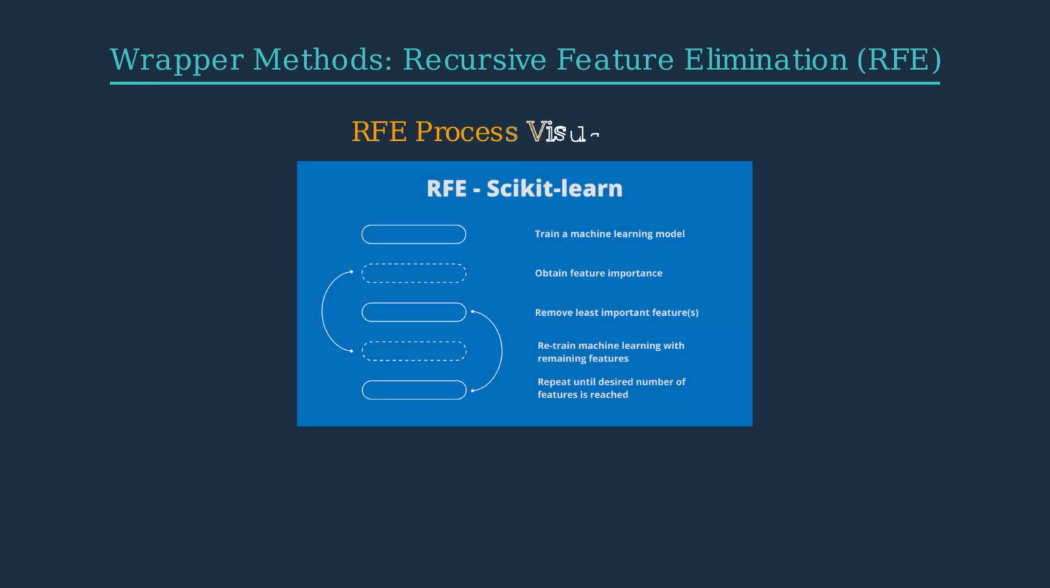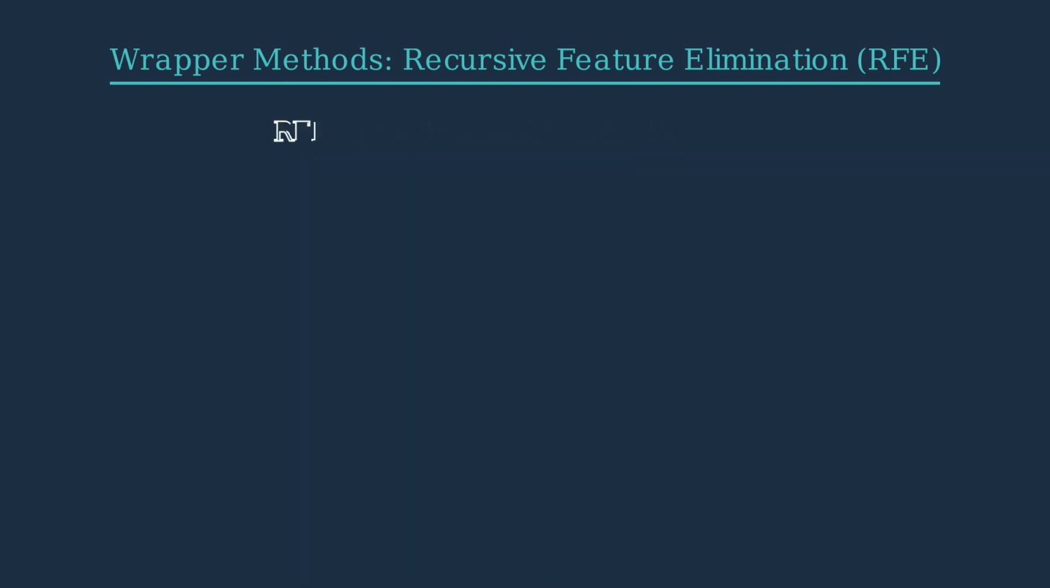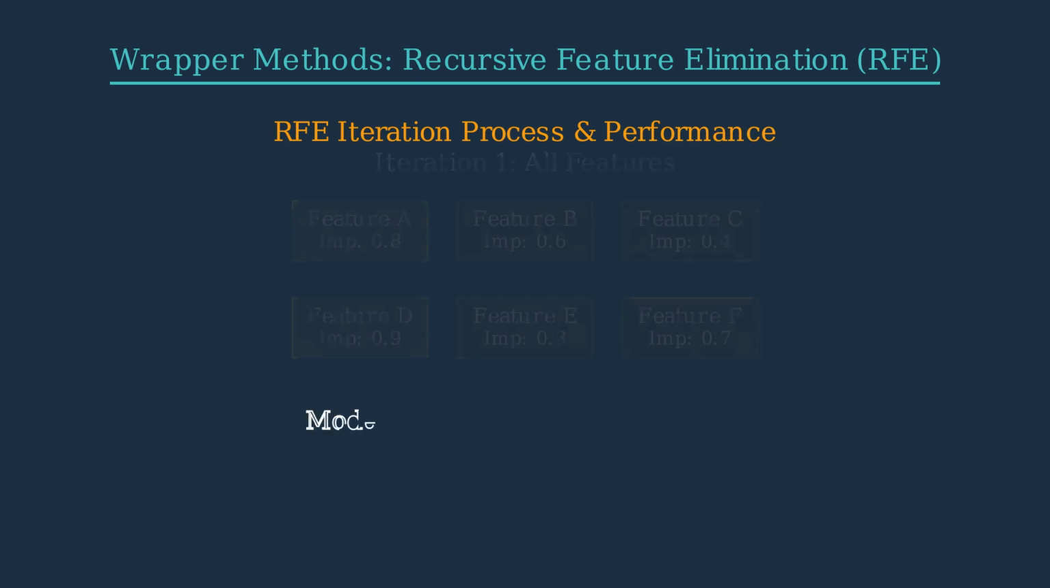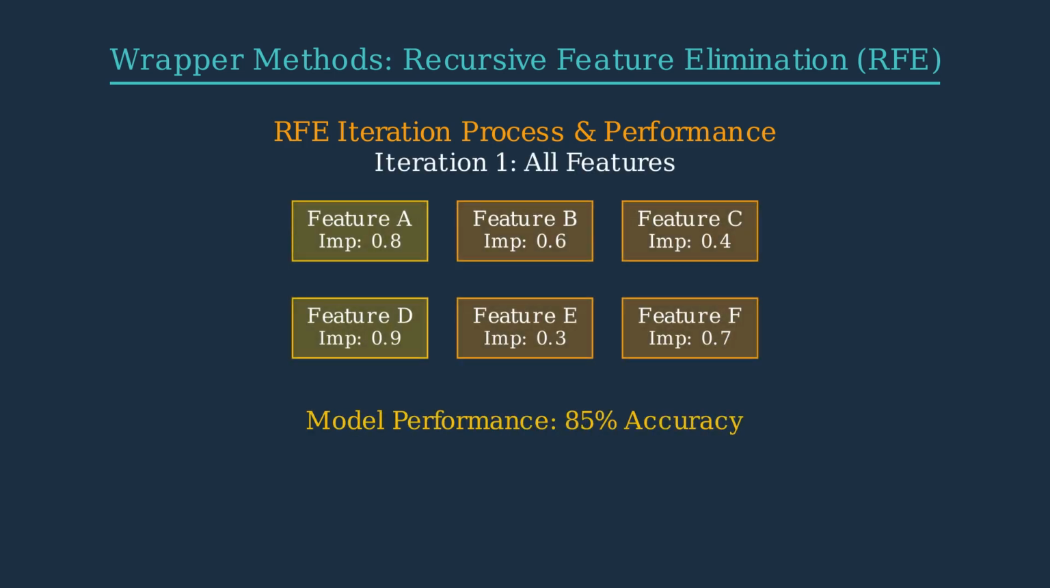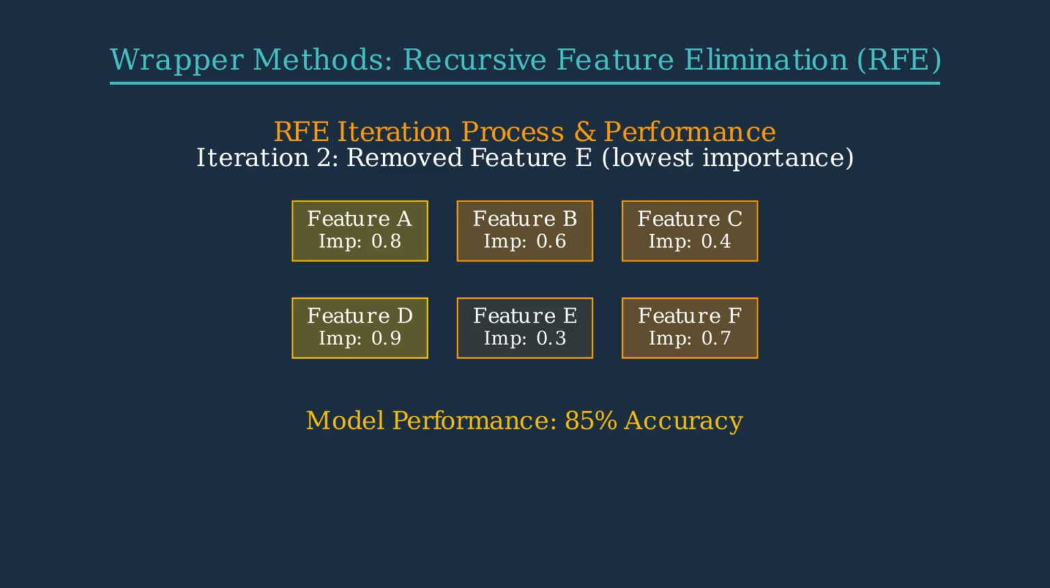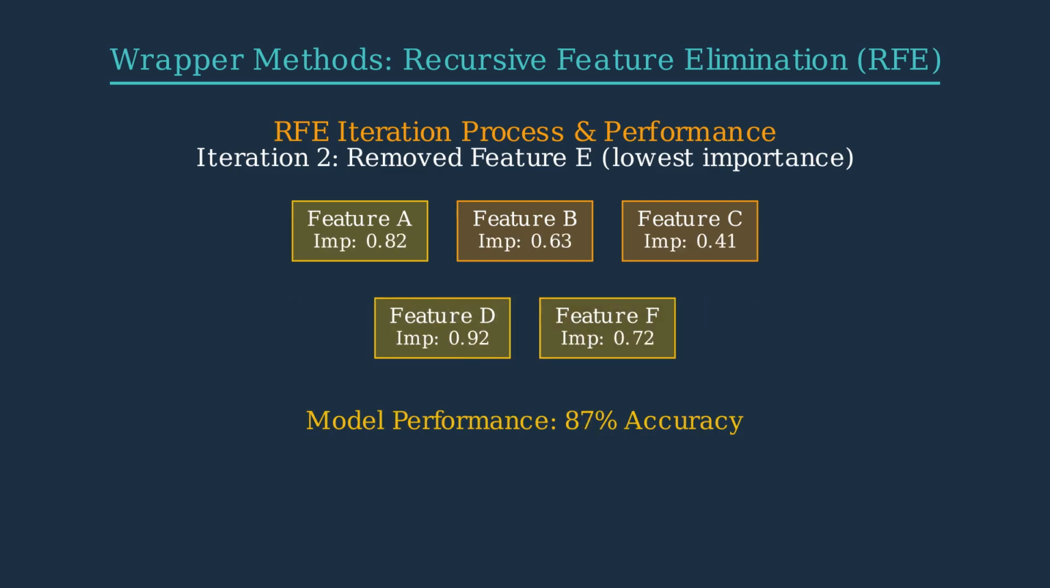This diagram illustrates the recursive feature elimination process. We start with all features, then iteratively remove the least important ones, and retrain our model. Let's visualize how RFE works iteratively. We start with all features, and our model achieves 85% accuracy. After identifying feature E as the weakest with an importance of 0.3, we remove it and retrain our model. The accuracy improves to 87%.